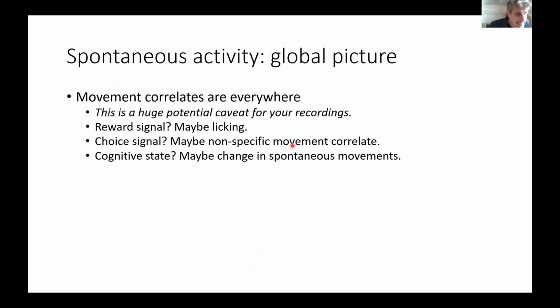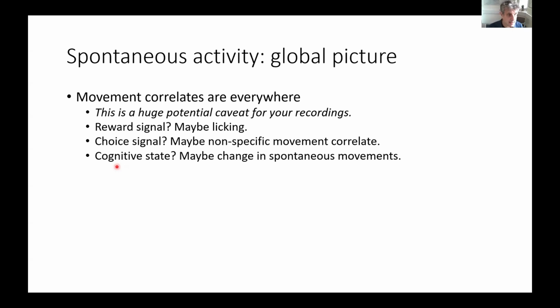Okay, so the spontaneous activity, this is sort of how it looks at the moment, that movement correlates are everywhere, and this is a huge caveat for your recordings. If you see a reward signal, maybe it's not, and you think you've got some correlate of the cognitive correlate of the reward, maybe it's not the reward, maybe it's licking. If you've got a choice signal, maybe it's not really a choice, maybe it's a movement. If you have a go, no-go task, you can't tell those apart. If you have a two alternative forced choice task, maybe you can tell them apart if you've got a correlate of one side versus the other. If you've got an apparent correlate of cognitive state, maybe it's really a change in spontaneous movements.